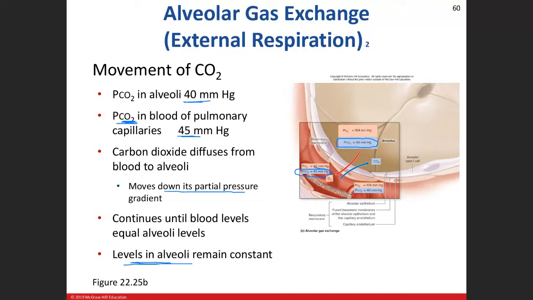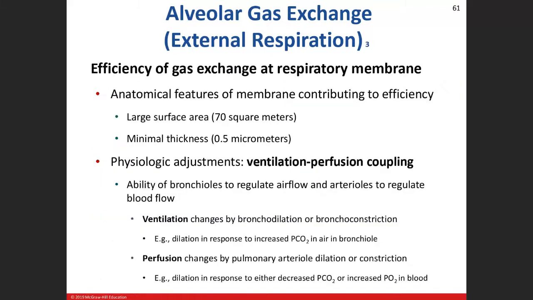All right, just to prove it to you, that's what we see here. 45 millimeters of mercury in the blood, 40 in the alveoli, it leaves, and then once it reaches equilibrium, 40 millimeters of mercury in the lung, 40 millimeters of mercury in the pulmonary capillary blood as it's exiting and moving away. You guys good with that? You're so smart. I love it. If it seems really simple, good. Then I'm doing a pretty decent job explaining it to you.